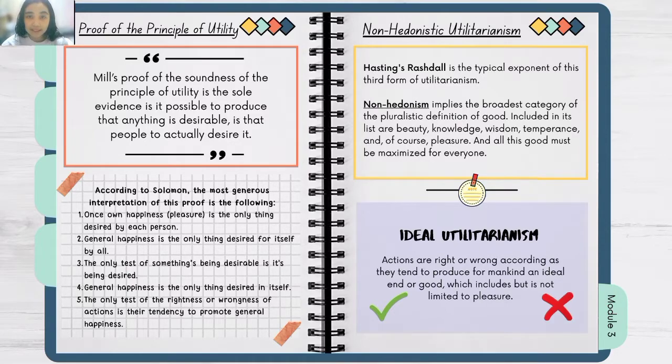Rashdall called the view of ethics, which combines the utilitarian principle that ethics must be teleological with the non-hedonistic view of the ethical end, an ideal utilitarianism. What is ideal utilitarianism then? Actions are right or wrong according as they tend to produce for mankind an ideal end or good, which includes but is not limited to pleasure. It is this pluralistic view which differentiates Rashdall from Bentham and Mill. Here, Rashdall espouses a pluralistic concept of the good to be the ideal end.